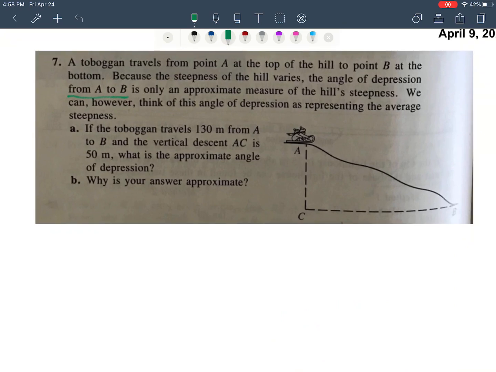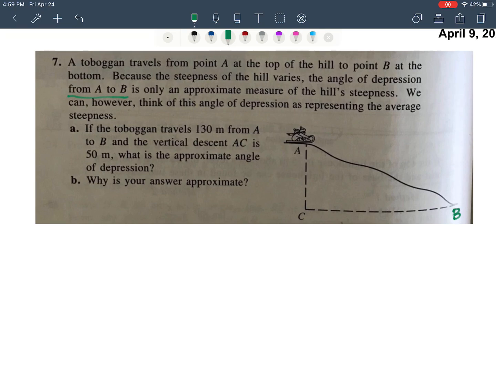Okay, here's a problem. A toboggan travels from point A, at the top of the hill, to point B. So here's point B at the bottom. It's going to travel down the hill. Because the steepness of the hill varies, the angle of depression from A to B is only an approximate measure of the hill steepness. We can, however, think of this angle of depression as representing the average steepness. So if the toboggan travels 130 meters from A to B, the vertical descent from A to C is 50 meters. What's the approximate angle of depression?